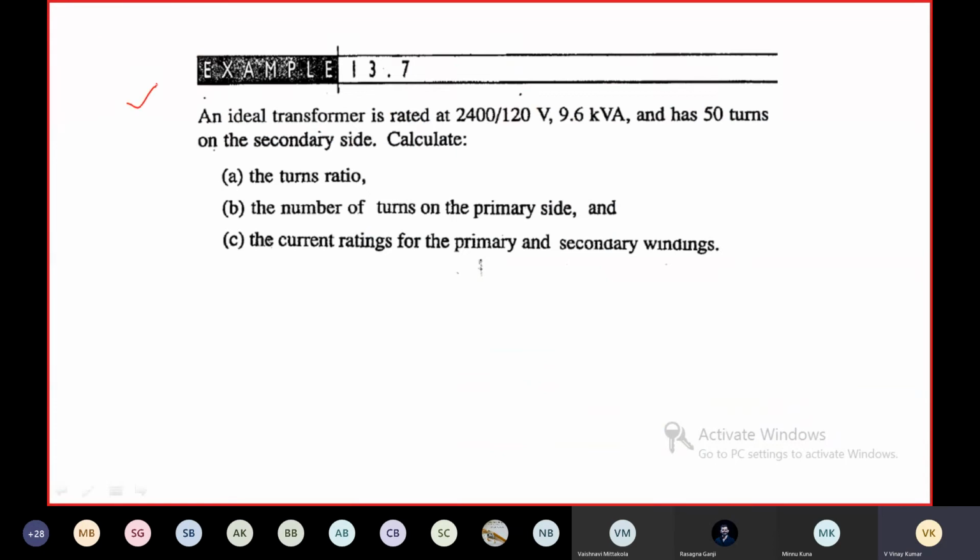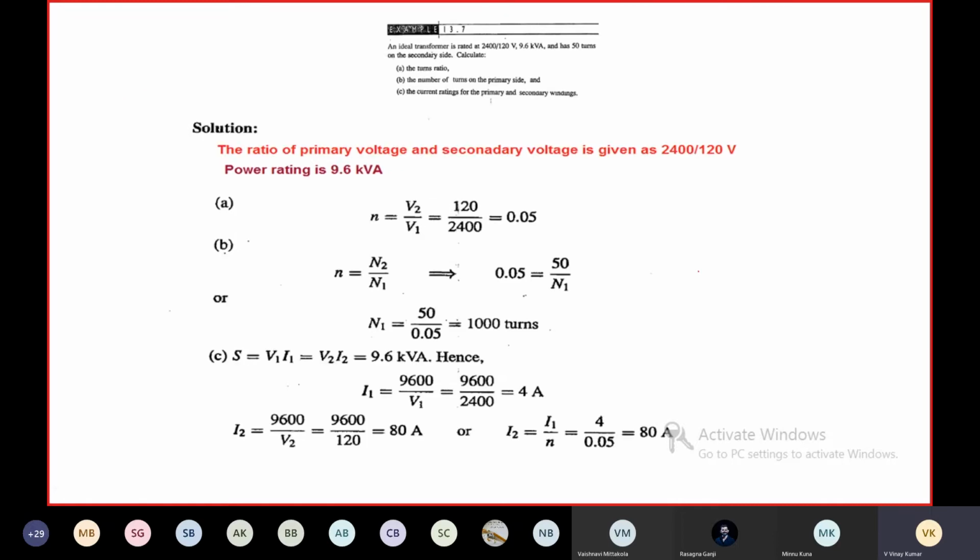So coming to this problem, an ideal transformer is rated at 2400 volts by 120 volts, 9.6 kVA, and has 50 turns on the secondary side. Calculate the turns ratio, the number of turns on the primary side, and the current ratings for the primary and secondary windings. Okay, here power rating is given, voltage ratio is given, and the number of turns on the secondary side is given. That is N2 is equal to 50.